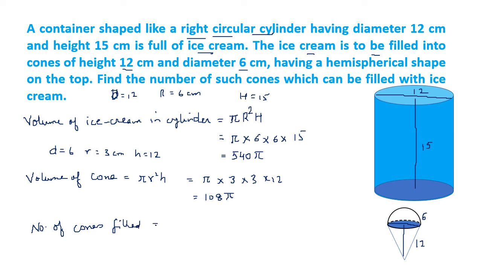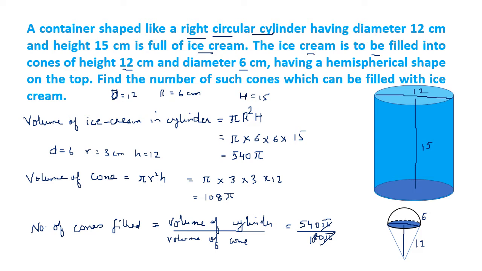What will be the number of cones filled? It will be the volume of cylinder upon volume of cone. So we have 540 pi upon 180 pi. 108, not 180, 108 pi. 108 fives are 540. So 5 cones can be filled with all the ice cream in the cylinder.